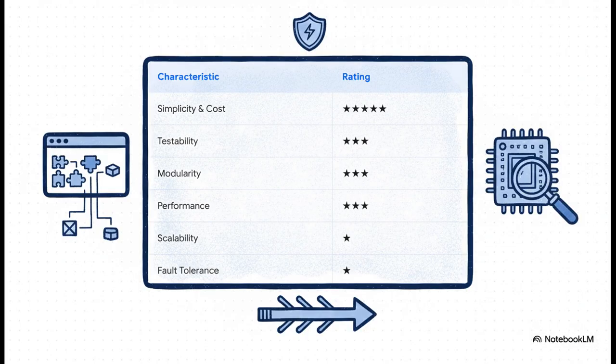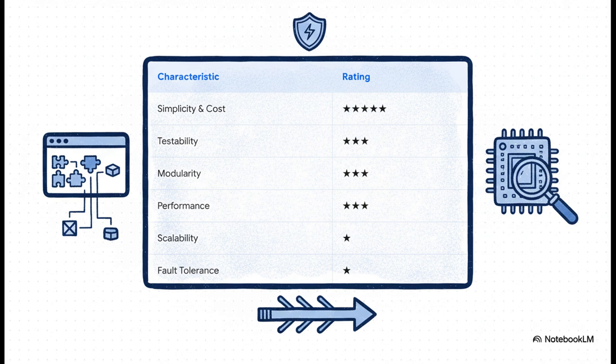On one hand, you see 5 stars for simplicity and cost. And that makes sense, right? Because at the end of the day, it's still just one single straightforward application. But, and this is a big but, that very same simplicity is the source of its biggest weaknesses. Look at the bottom, only 1 star for scalability and fault tolerance.